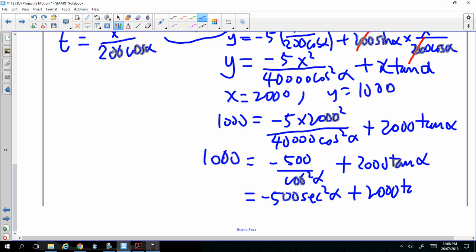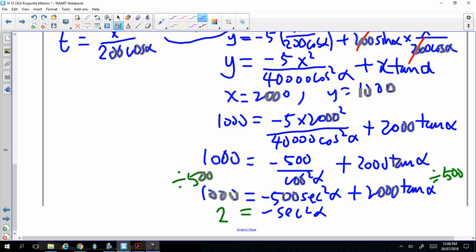And then divide everything by 500. So divide both sides by 500. That will get rid of a lot of things. So you get 2 equals negative sec squared alpha plus 4 tan alpha. Right, so we have to solve this trigonometric equation. Now, how do I solve it? You have to change sec squared into tan squared.